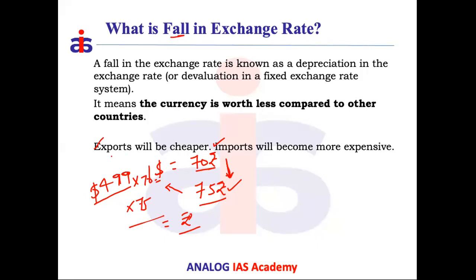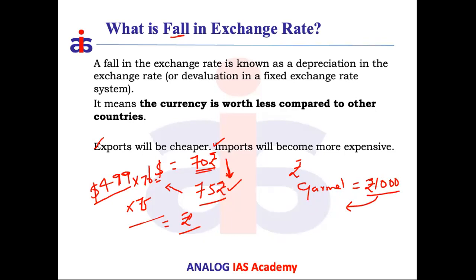And what will happen to the exports? The exports will become cheaper. That means, suppose when you are exporting anything, you always mention it in the form of rupees. Suppose the Indian person is exporting a garment, and the garment value is mentioned as 1,000 rupees. When you are exporting to a US citizen, he will always make the payment in the form of dollars, which is converted. These rupees are converted into dollars.